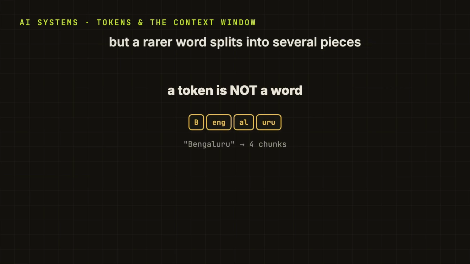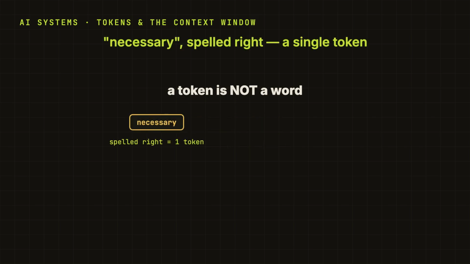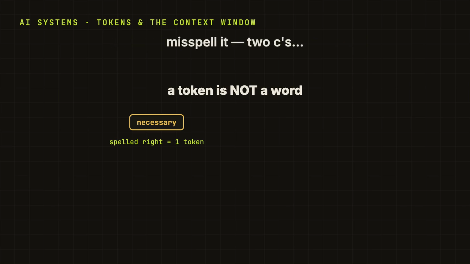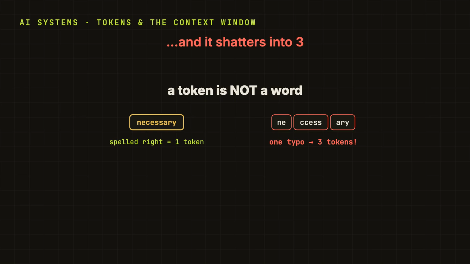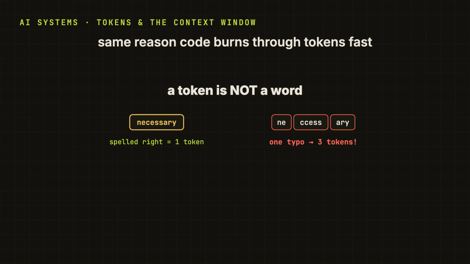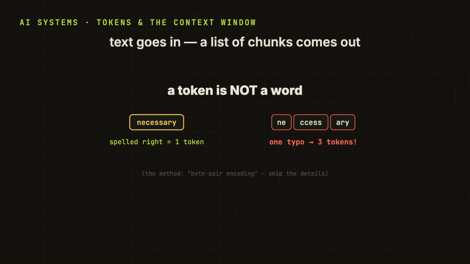And here is a fun one. A typo can quietly cost you extra. Necessary, spelled right, is a single token. Misspell it, with 2 C's, and because that exact spelling isn't in the model's vocabulary, it shatters into 3. Same reason code, with all of its odd symbols, burns through tokens fast. The chopping method has a name, if you are curious, byte pair encoding. But you don't need the internals, just the picture. Text goes in, a list of chunks comes out.